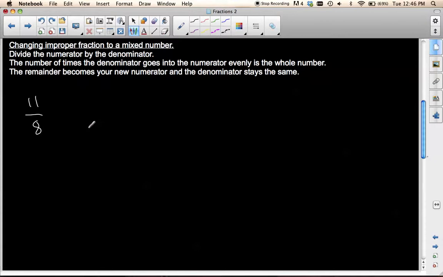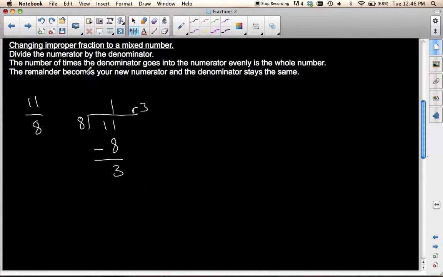So we go and take 8 divided by 11. How many times can 8 go into 11? Well, we know it can go in 1 time. 8 times 1 will give us 8, and we're left with 3 as our remainder.